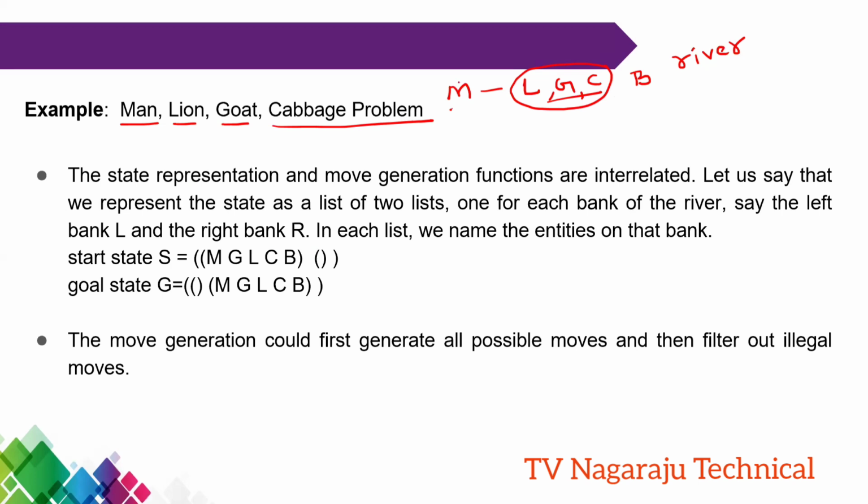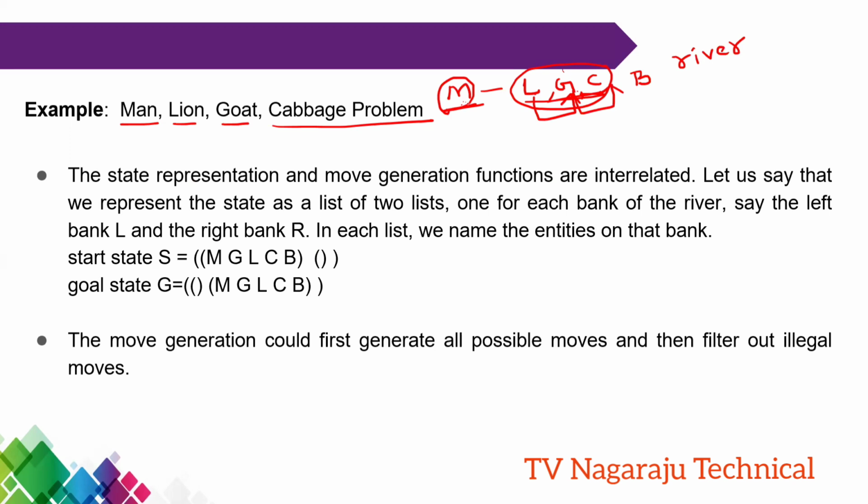And one more condition is, along with the man, at a time he can take only one of them. That is man and lion, or man and goat, or man and cabbage. Only one element, one item, or one entity is taken by the man. And one more thing, if the man's presence is there, nothing happens. Suppose the man's presence is not there, simply the lion eats the goat. If these are available, the lion eats the goat or the goat eats the cabbage.